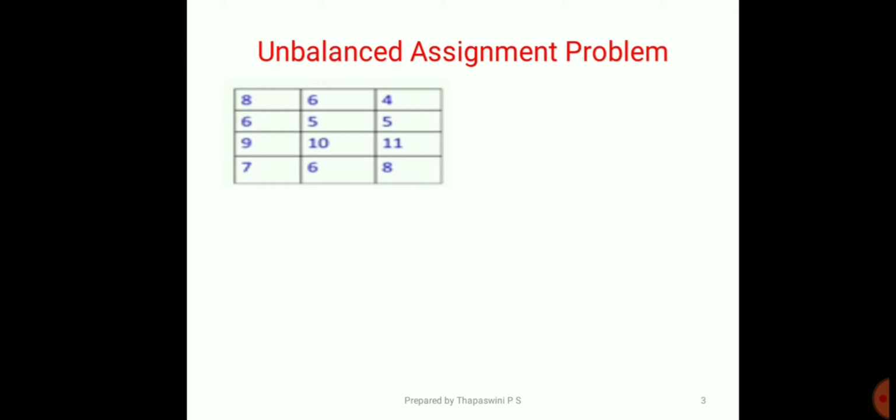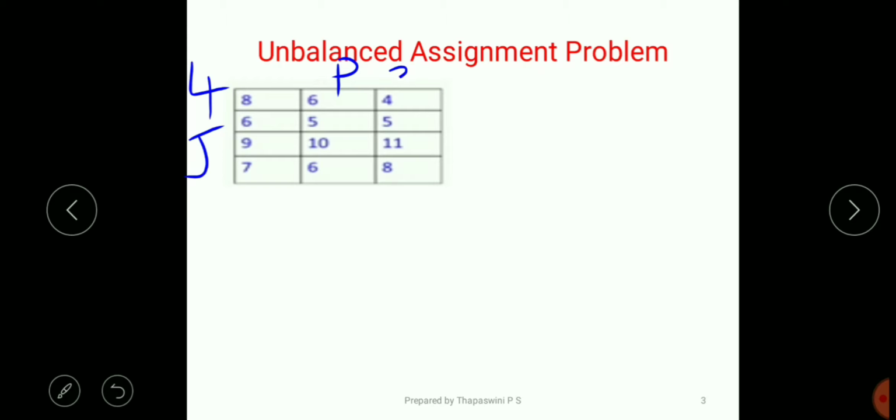So if the assignment problem does not have an equal number of rows and columns, we call such a problem an unbalanced assignment problem. Now today we shall see how to solve this unbalanced assignment problem using Hungarian method. Let us look at this example. Here the rows represent the job and the columns represent the people. So here we have a situation where there are 4 jobs and 3 people.